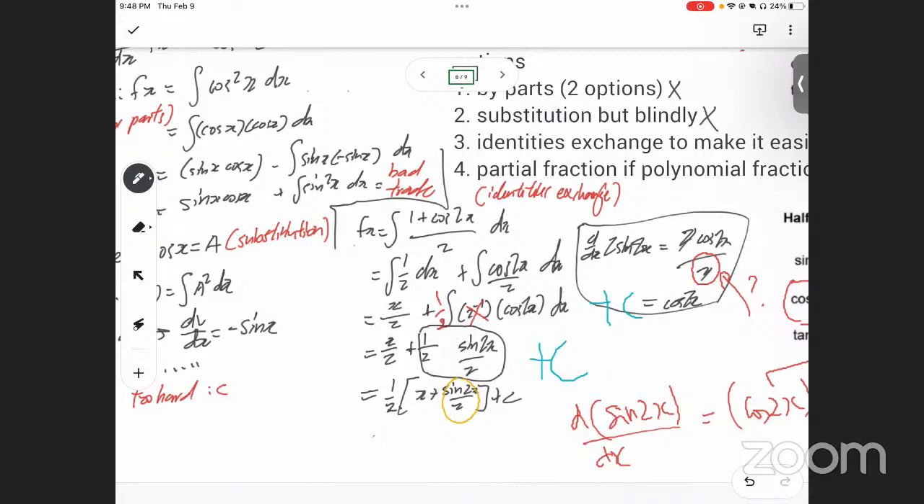They are the exact same thing. You are not wrong in any way. First thing first, your identity exchange is giving you the correct answer. It's just a slightly different form than the one on the answer key. Do you know why?